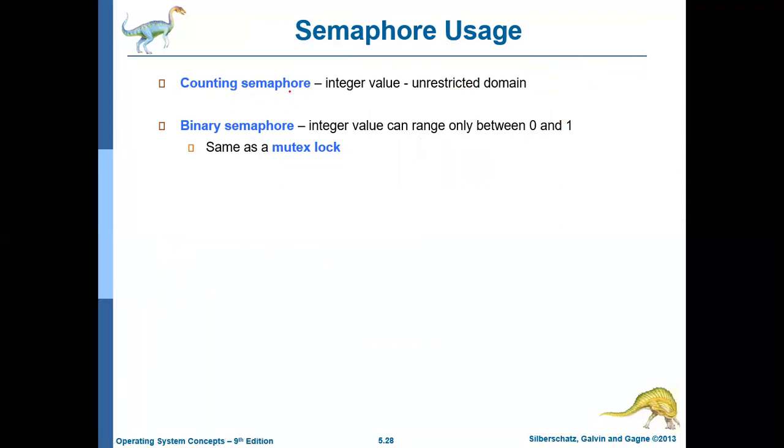Okay, counting semaphore will be used when the number of instances of the resources available is more than one. Say, for example, in your computer, 5 printers are available. Let us assume 5 printers are connected to your computer, so printer 1 to printer 5.